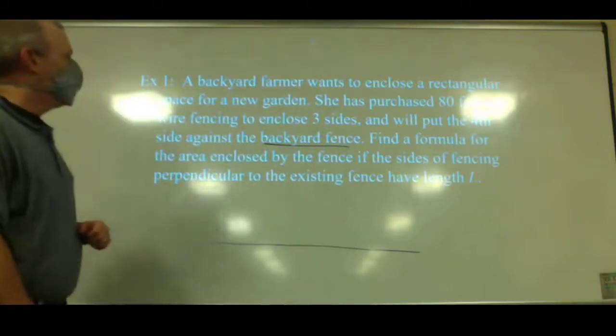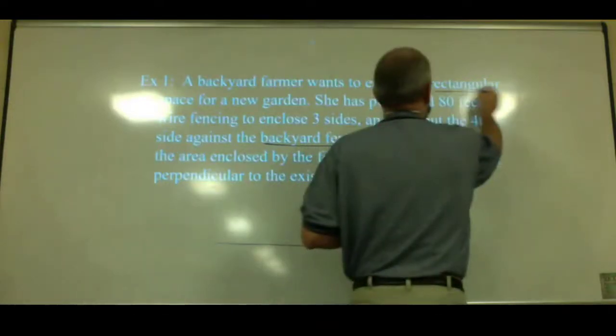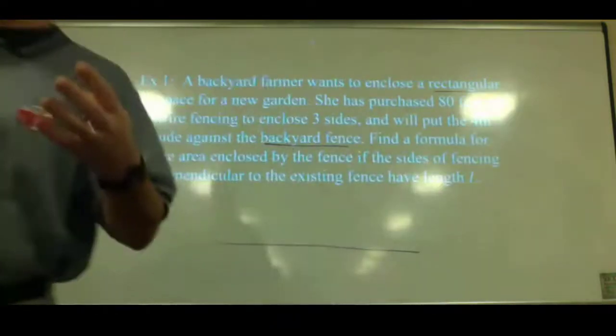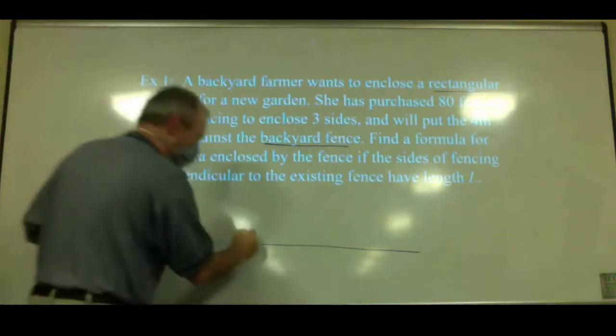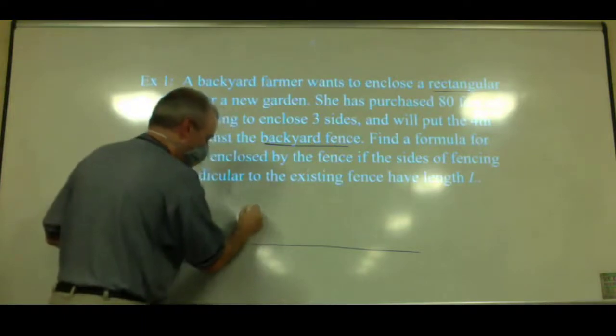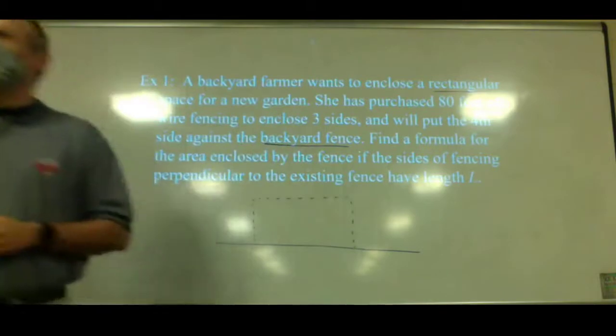Okay. Now she is building a rectangular garden, and rectangular means kind of what shape? Yeah, it's like square corners, right? Okay. So the idea is here's some sort of a fence that looks kind of like this, right? That's the idea.